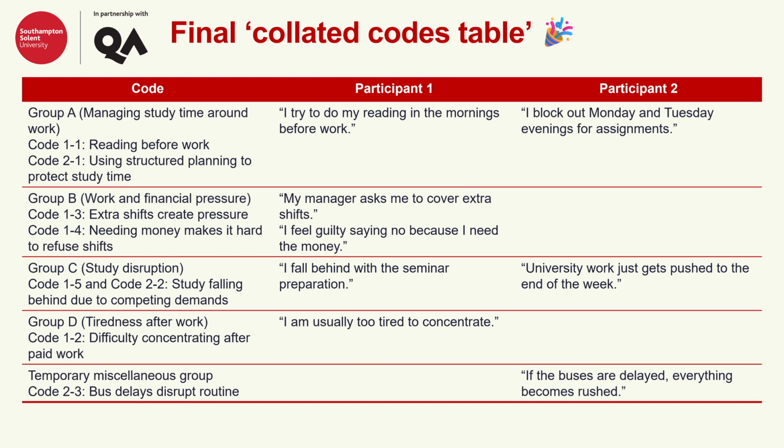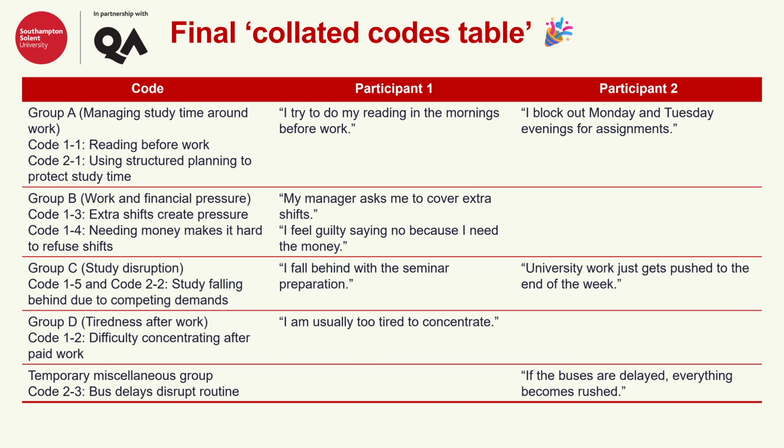We now have a refined collated code table for this small example. Group A brings together the organization and protection of study time. Group B concerns work and financial pressure. Group C contains the merged code about study falling behind because of competing demands. Group D captures difficulties concentrating after paid work. The bus delay code remains in the temporary miscellaneous group because its place in the analysis is still uncertain.